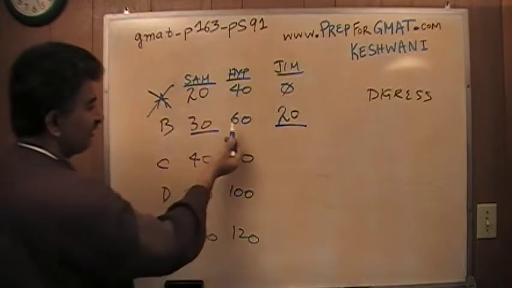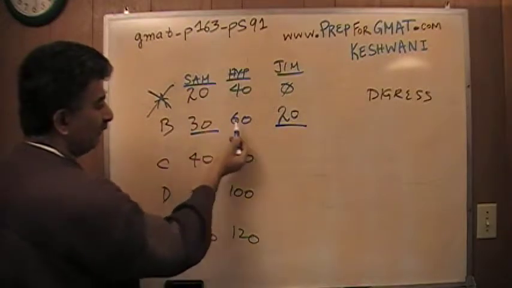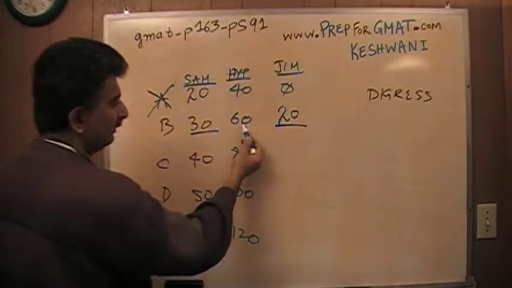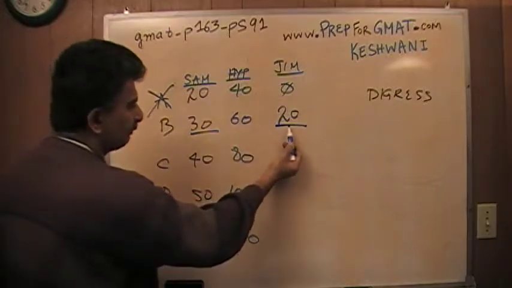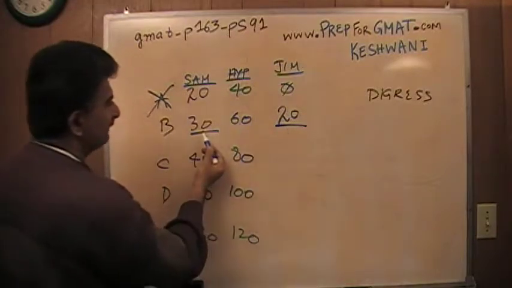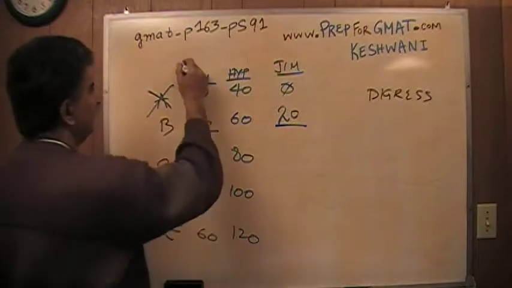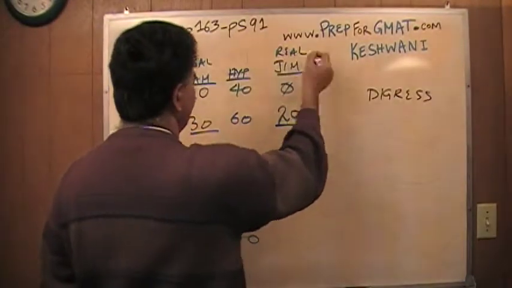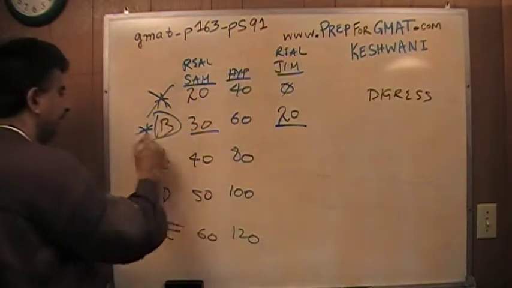Because if Sam were twice as old as he is now, he would have been 60, in which case this guy has to be 40 years younger than this guy. And then I'm told in that scenario that Jim's present age is 10 years younger than Sam's present age. This is the real age of Jim. And that's it, I'm done. B is the answer.